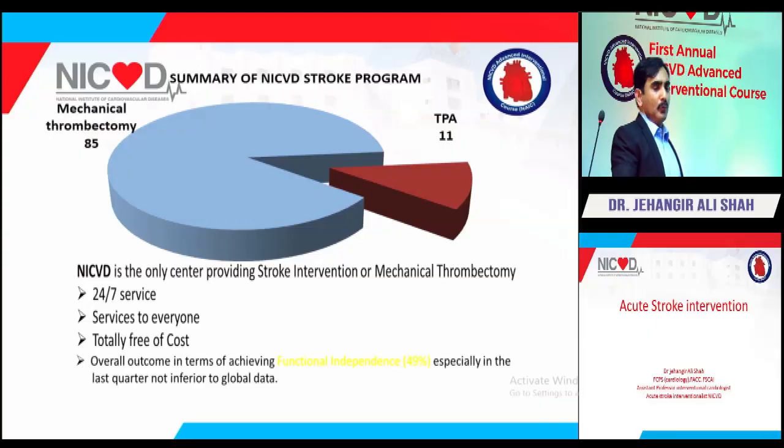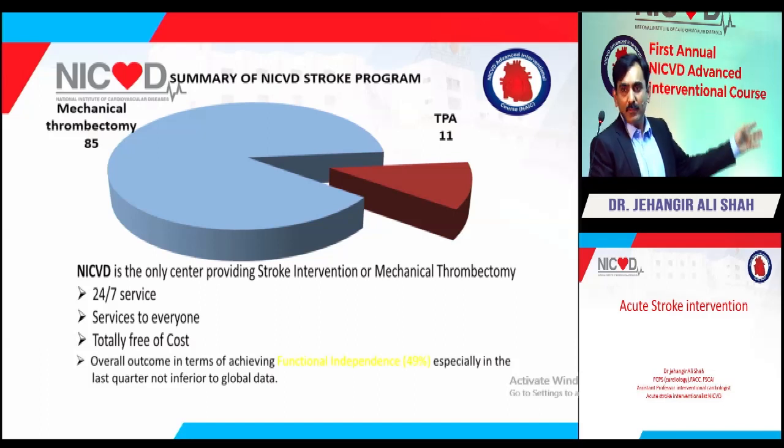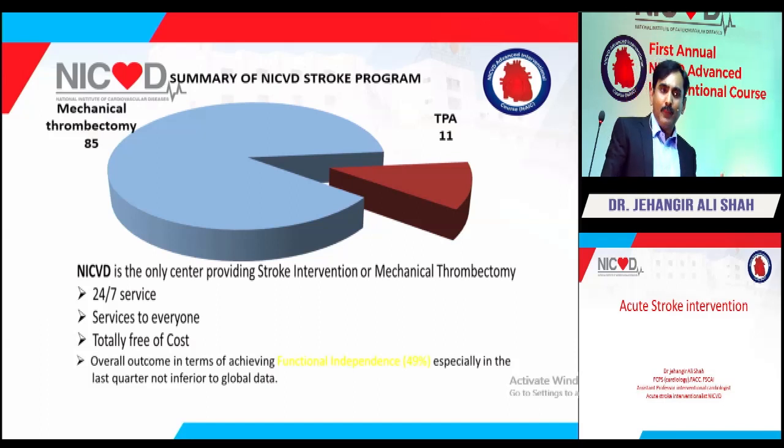So I want to show you this data. Up to now, in 1 year, we have done 85 mechanical thrombectomies, along with 11 TPA for those patients who presented with a small vessel occlusion. Alhamdulillah, we have very good results. Initially, we had some hiccups in the initial phase of our time. Later on, from the next half, we have seen a very good response in our patients.